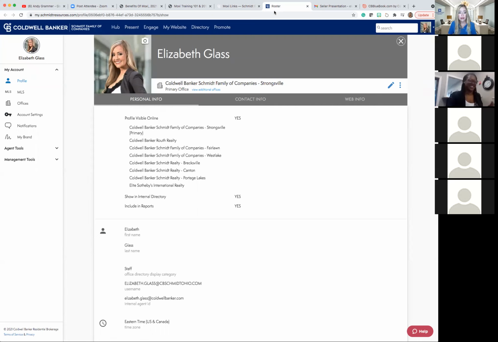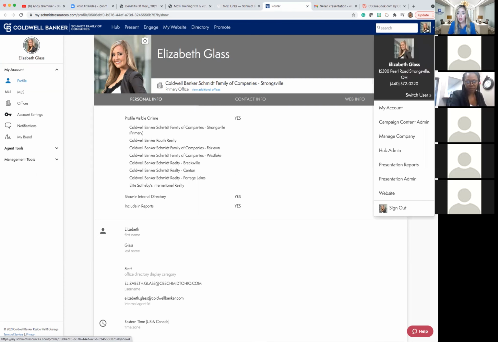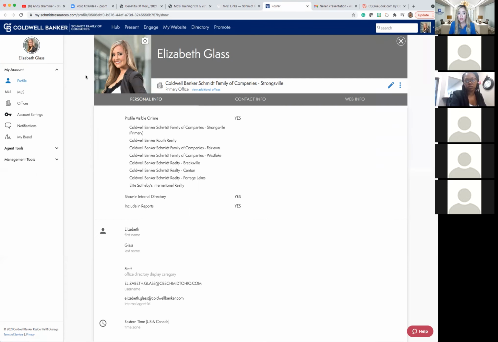When you log into Moxi, it may take you to your account profile section. If it does not, please look to the upper right-hand corner of your platform and look at your agent icon square. Clicking on the down arrow allows you to see the My Account option. When you click on My Account, it takes you to this section where I am right now. What you can see here is this is your hub. This is where your information is contained to feed out to all the Moxi platforms.